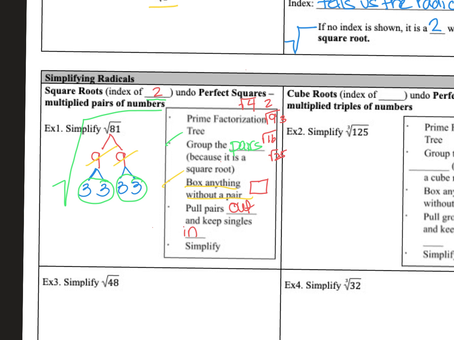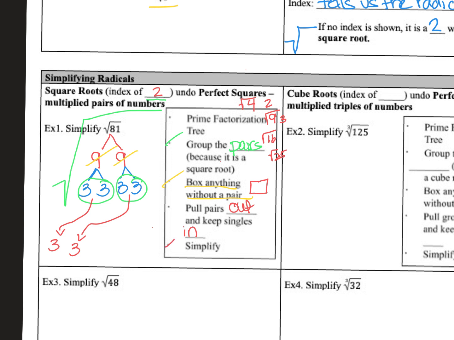So here I have a pair of 3s. I'm going to pull that out. So I have 1 pair of 3s. And then I'm going to pull this second one out. And there's another. Okay. And now what is left under my radicand? Well, nothing. Okay. I've pulled just 2 3s.